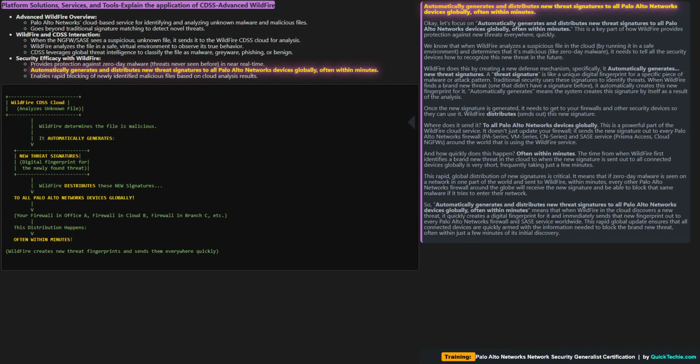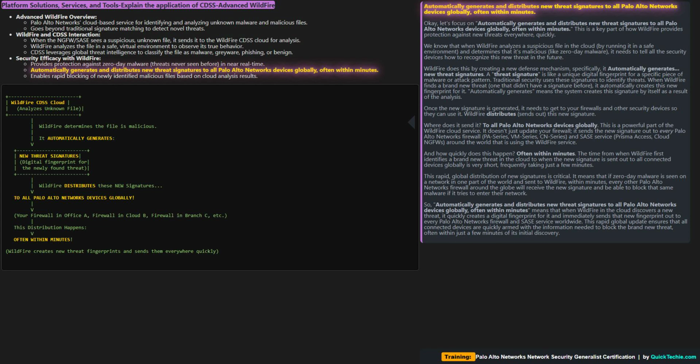It doesn't just update your firewall. It sends the new signature out to every Palo Alto Networks firewall, PA series, VM series, CN series, and SASE service, Prisma Access, Cloud NGFWs, around the world that is using the WildFire service.